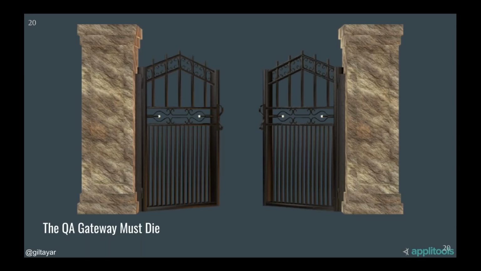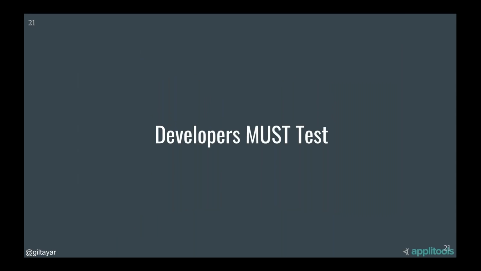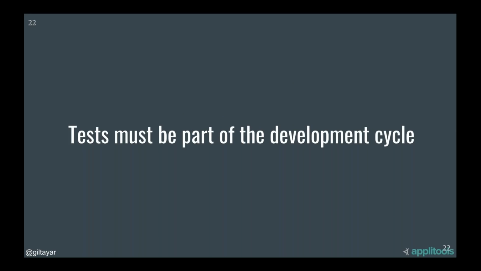In essence, it's the QA gateway. The QA gateway, which says QA must approve a release. If I want releases to be happening again and again and again, we need to stop that thinking of QAing all the time, or at least do QA all the time, but never have it be a barrier. What this means is that developers must write the tests, not only QA, but developers. And tests must be part of the development cycle and not only of the development QA release cycle.